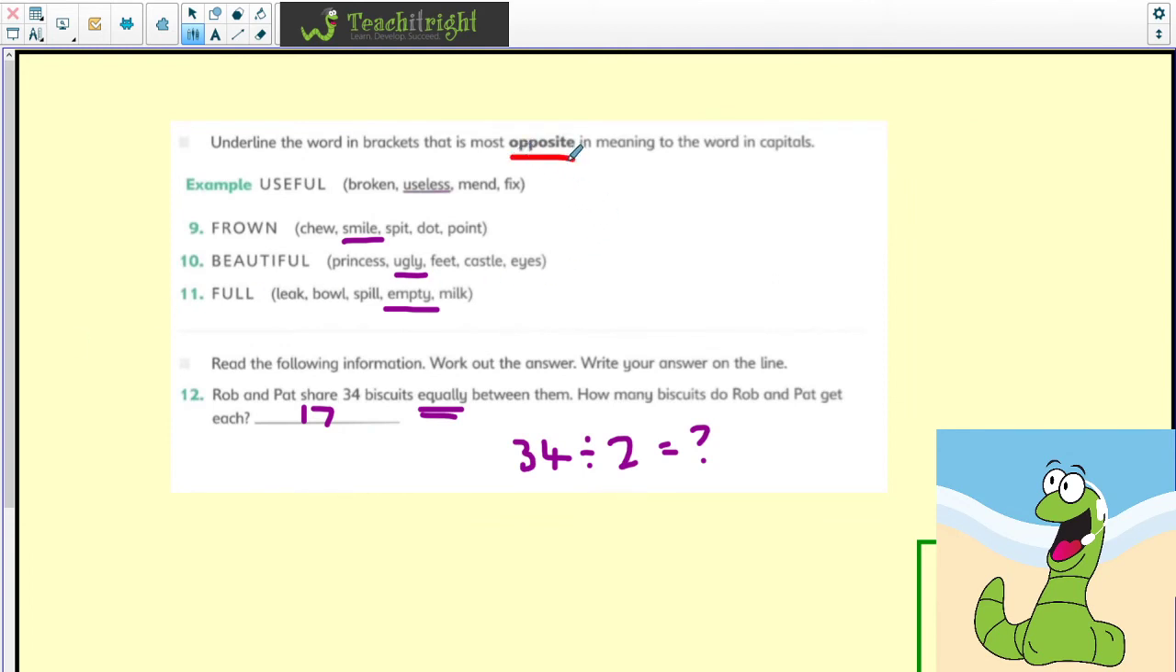And we've got to do some antonyms next. So frown is to smile. Beautiful is to ugly. They are opposites. And then full is to empty. They're antonyms. Rob and Pat share 34 biscuits equally.